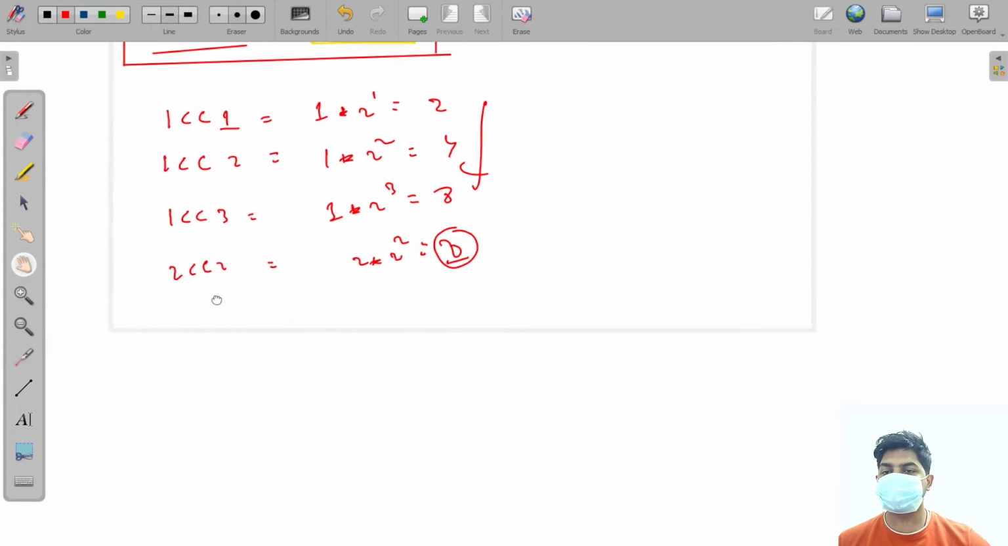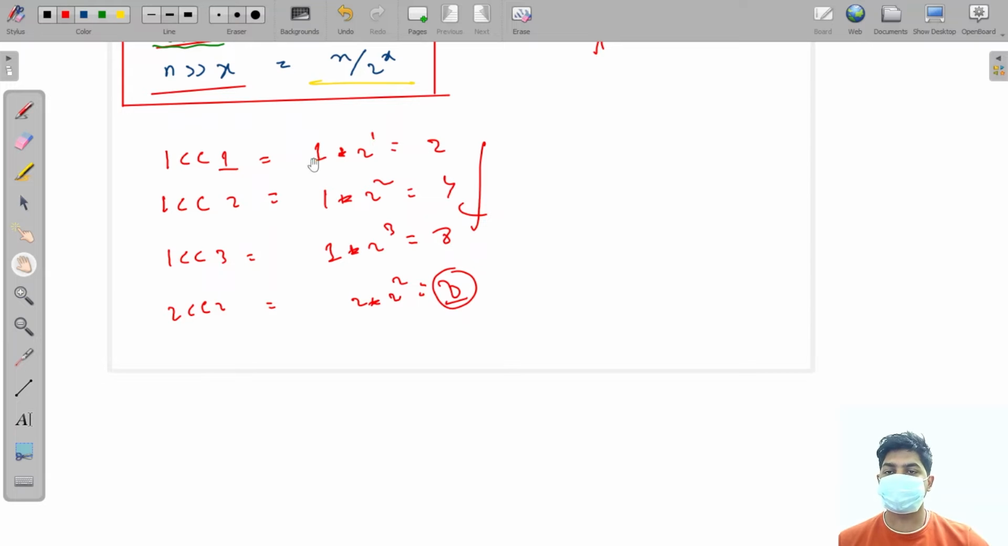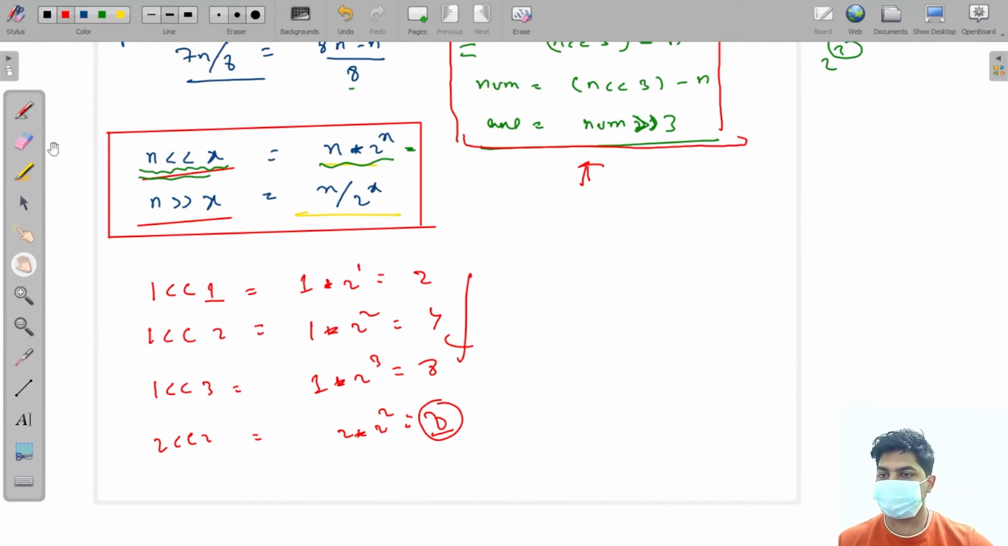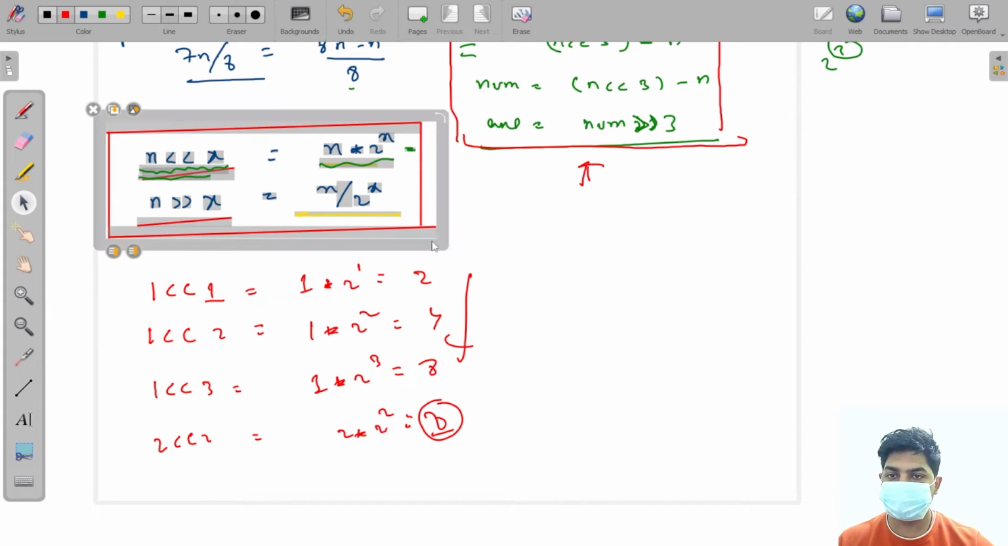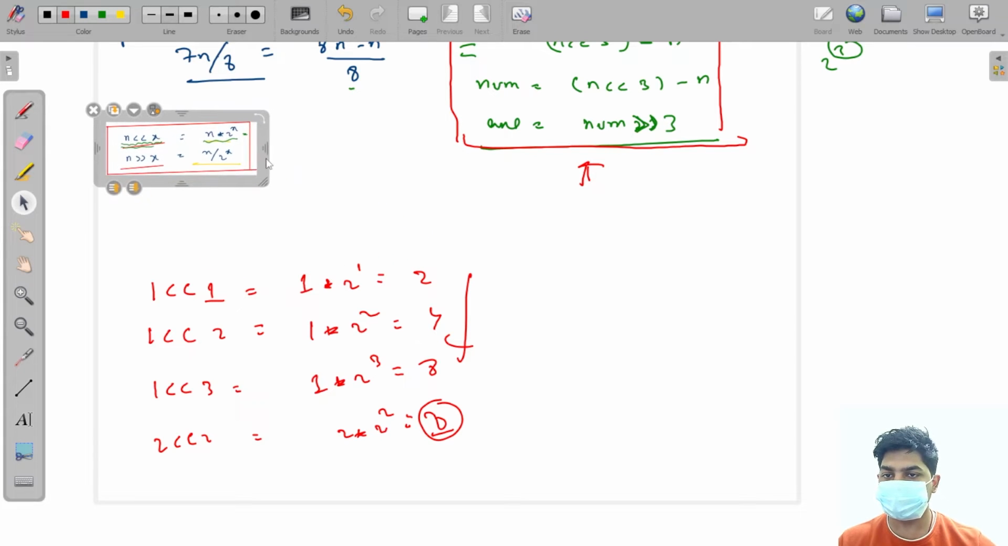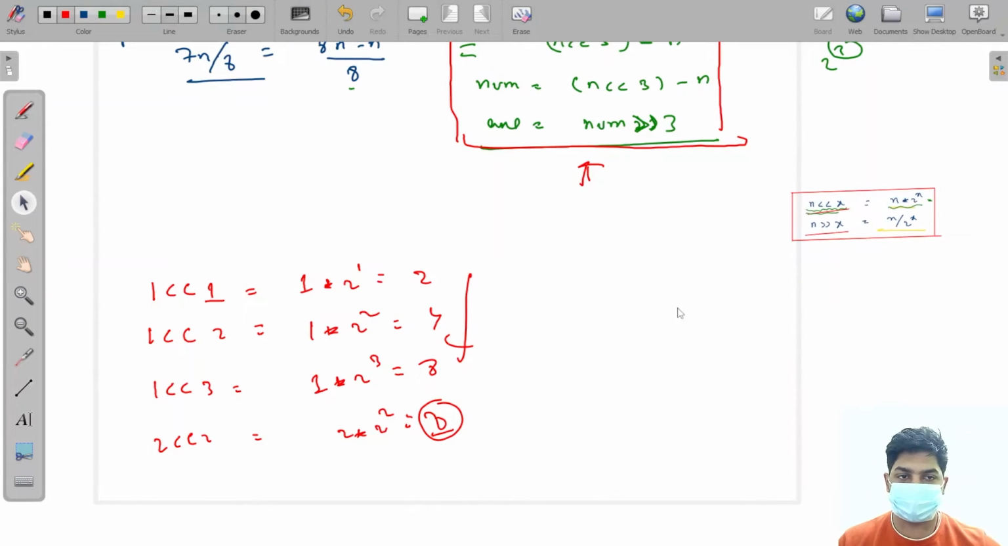But let's see why it is equal to multiplication by 2. Let's see that part also. Before that, give me a second. Let me minimize this one and keep it with us. We know this formula, I'm keeping it over here.